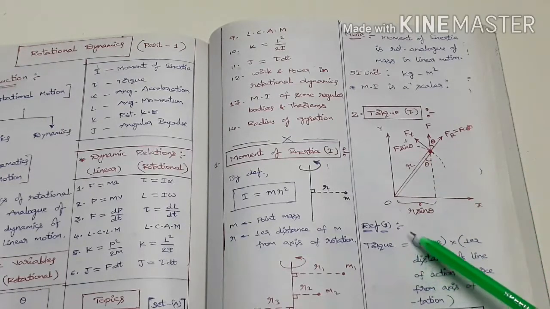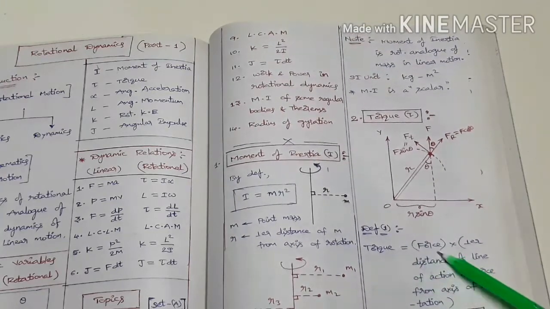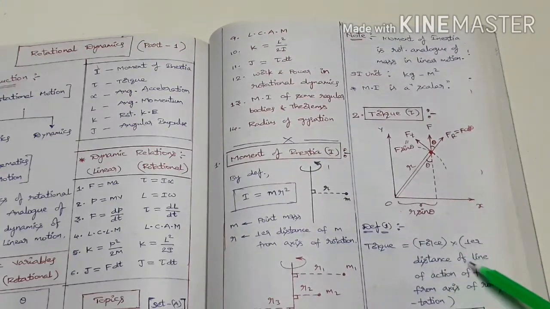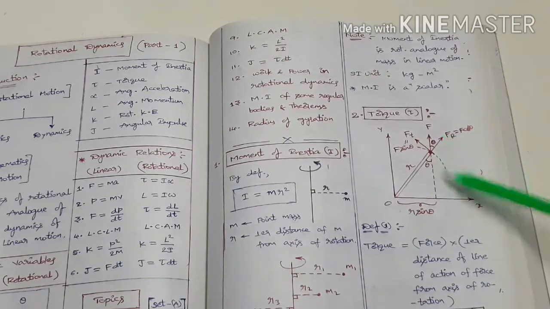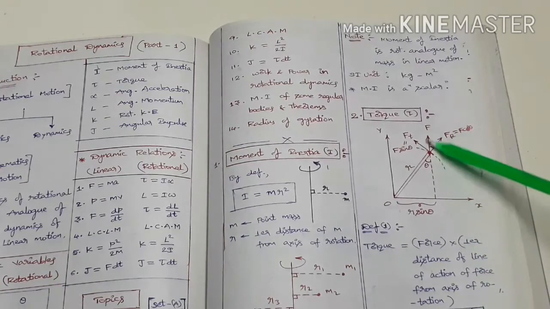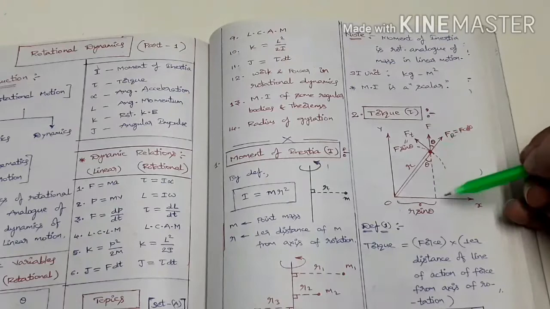So what is torque? I am defining torque with two definitions here. Definition one is familiar, which you learn. Definition two is my idea, which I am giving now. So definition one: torque equals force times the perpendicular distance of the line of action of force from the axis of rotation. So this is the force, times the perpendicular distance of the line of action of this force. This is the line of action of this force, no? This is the line of action of the force.